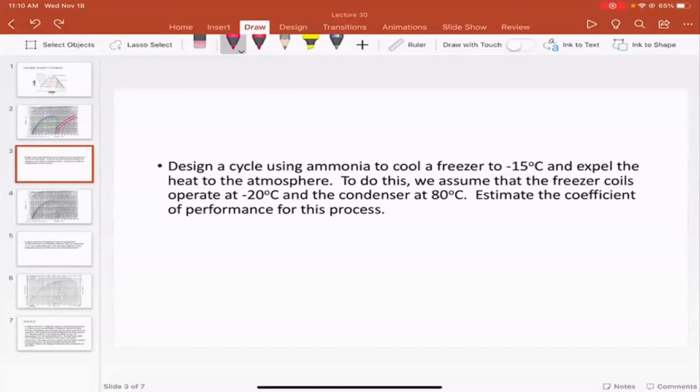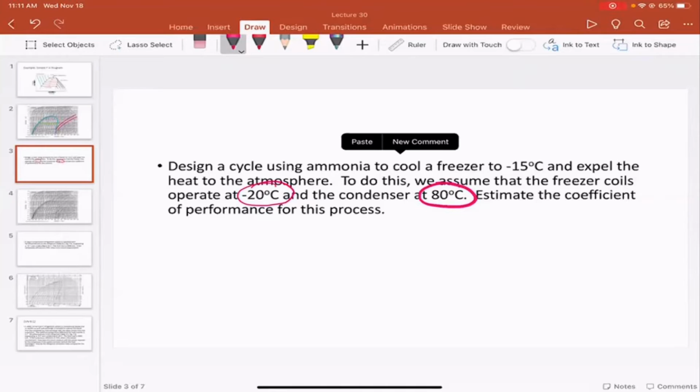And so the first problem that we are going to solve today asks us to design a cycle that uses ammonia to cool a freezer at minus 15 degrees C and expel heat to the atmosphere. To do this, we assume that the freezer coils operate at minus 20 C, to encourage heat transfer from the actual freezer to the coils, and the condenser is at 80. So our two operating points in our refrigeration cycle are minus 20 degrees C and 80 degrees C.